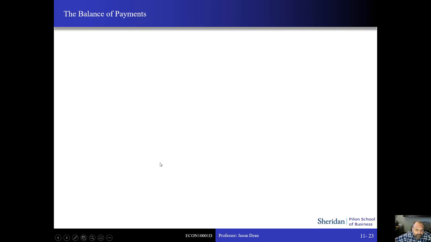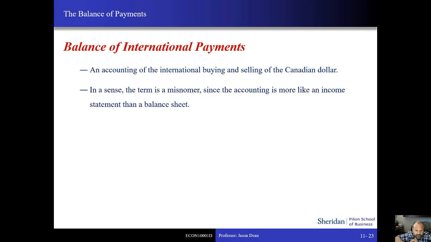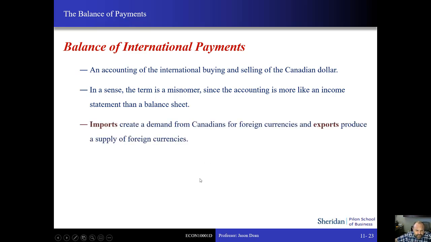So now we're going to talk about the balance of payments, the balance of international payments. So this is an accounting of the international buying and selling of the Canadian dollar. And in a sense, the term is a misnomer because the accounting is more like an income statement than a balance sheet. We'll see what one looks like in a moment.